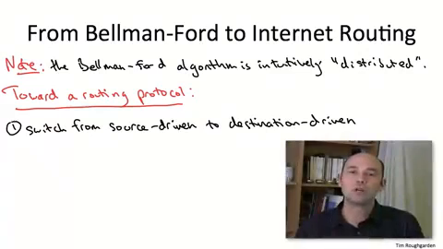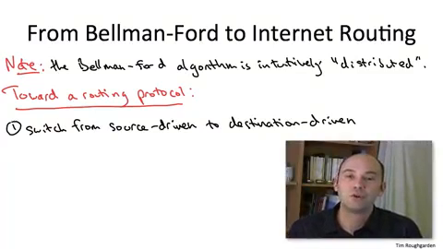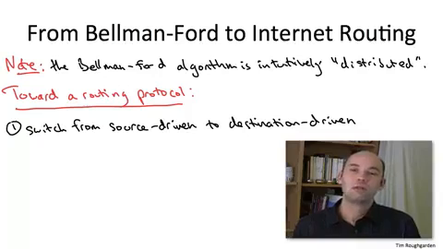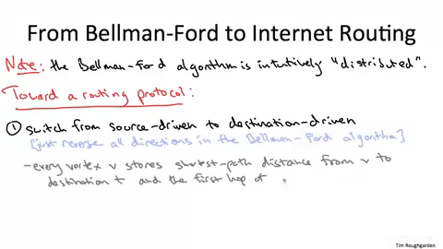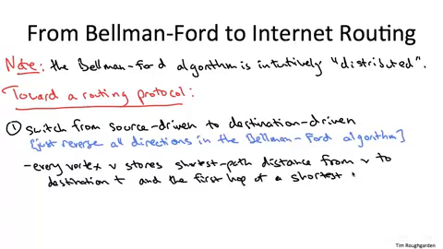All you have to do to accommodate destination-driven routing is reverse all of the directions in the Bellman-Ford algorithm. So instead of having a source vertex s out of which you compute all shortest paths, you're going to have a destination vertex t into which you compute shortest paths from all possible origins. Each vertex, rather than storing a predecessor pointer, the final hop on a shortest path from s to that vertex, is going to store the first hop on a shortest path to the destination t.